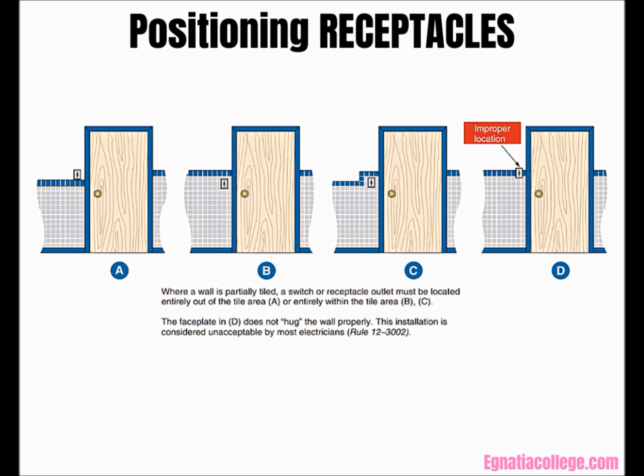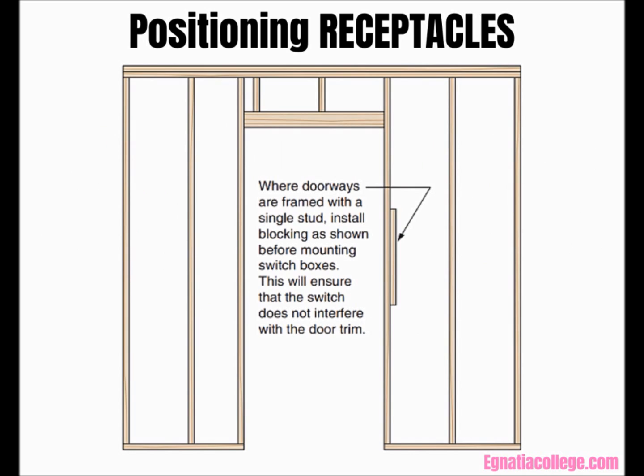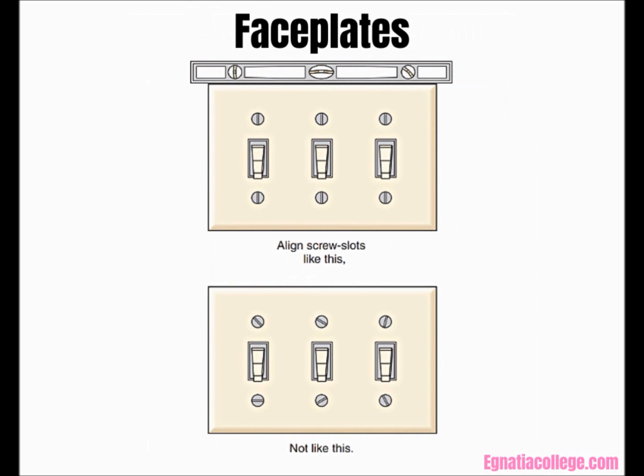See the figure for how to locate switches next to a doorway. Where doorways are framed with a single stud, install blocking as shown before mounting switch boxes. This will ensure that the switch does not interfere with the door trim. Faceplates. Faceplates for switches and receptacles shall be installed to completely cover the wall opening and seat against the mounting surface. The mounting surface may be the wall or the gasket of a weatherproof box. The installation is to align the slots in all the faceplate mounting screws in the same direction.